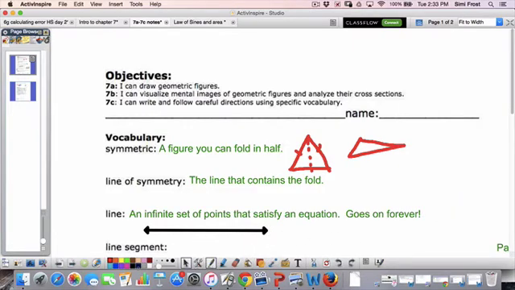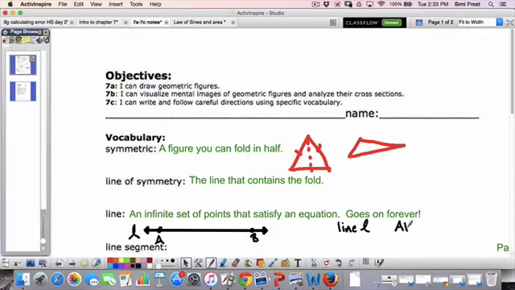And then to name this line, you can name it a couple ways. Sometimes you'll see a cursive letter off to the side, so like this, and then we would call this line L. But more commonly, you'll have 2 points on the line, like A, B, and that would make this line AB.